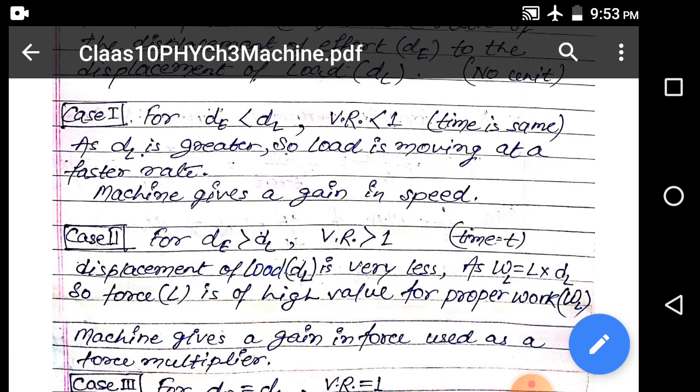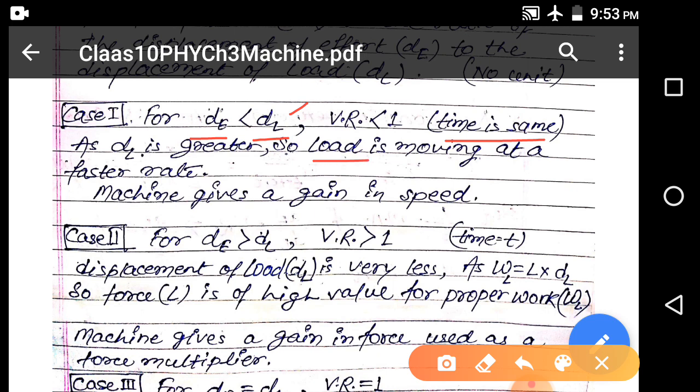For the same time, if the displacement of the effort is less as compared to the displacement of the load, that means whatever effort we give is with a short displacement as compared to the displacement of the load. When the machine is working on the load, there is a greater, faster movement of the load, that means the machine is doing the work fast. So this machine gives a gain in speed.